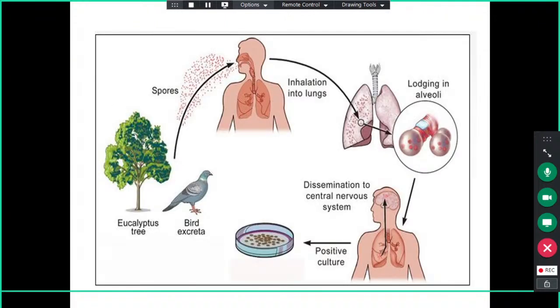So Cryptococcus spores can be inhaled by a person, and they can come from pigeon droppings or the eucalyptus tree. Then it will go to the lung and can stay as a subclinical infection, like tuberculosis. But when the person becomes immunosuppressed, it can disseminate to different organs, so it can go to the brain.